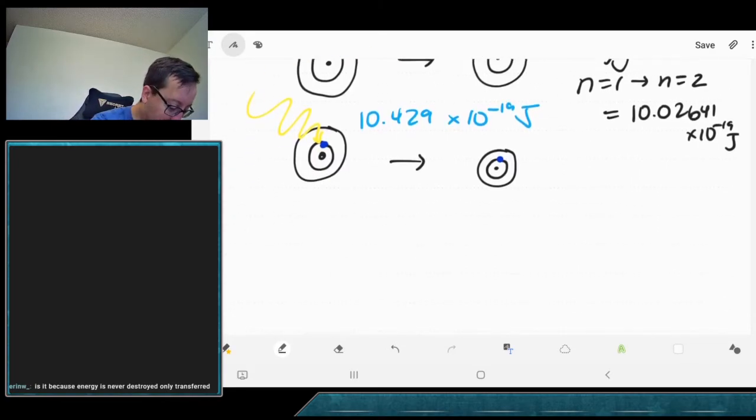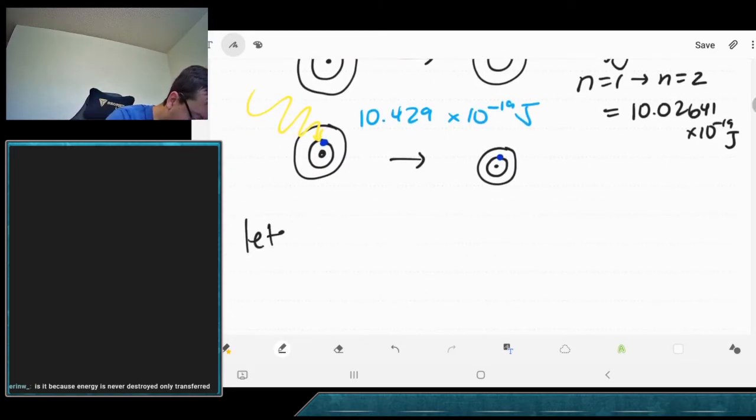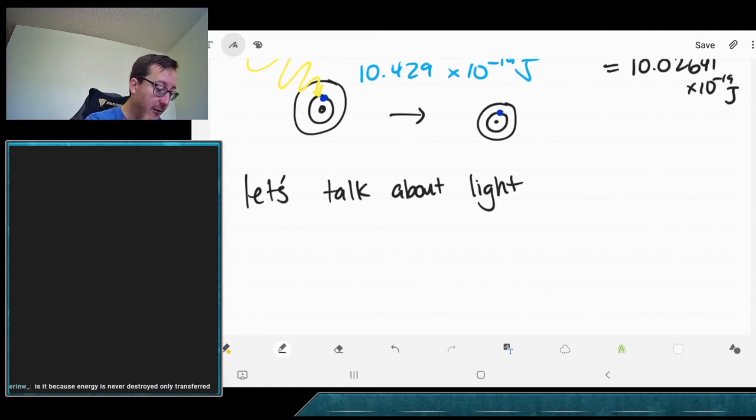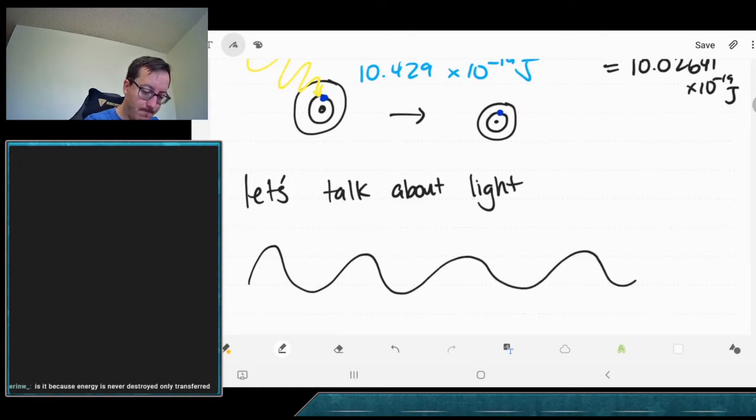All right, let's talk about light then. So light. Important here because we're talking about how light and electrons interact. Light is a wave, right? It's technically an electromagnetic wave. That means it has an electric field and a magnetic field that are perpendicular to each other. We don't need to worry about that. Just suffice to say they're waves.